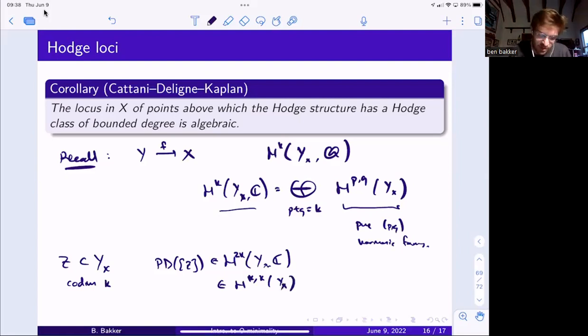Okay, and why is that? Well, by definition, if I integrate over Y alpha wedge this Poincaré dual, that's the same thing as integrating alpha along Z. And so I'm integrating 2k-forms along Z. The only possible ones that could give me a non-zero answer are those of type (k,k), because otherwise I have too many holomorphic parts, or too many anti-holomorphic parts, to be supported on Z. Okay.